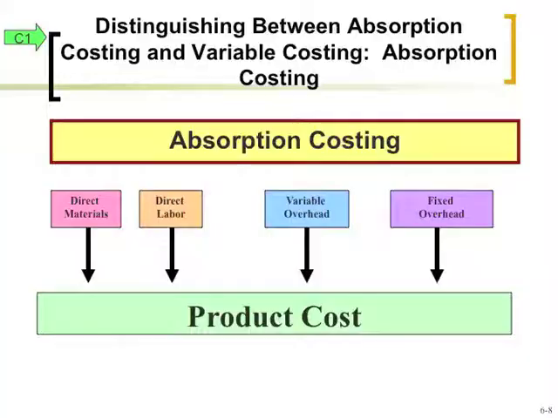On the other hand, our fixed overhead, as we learned earlier, is going to stay the same regardless of whether we make 1 table or 20 tables or 200 tables. So, under absorption costing, we take all of these costs and collect them into the product cost. Now, let's compare that in the next slide with variable costing.